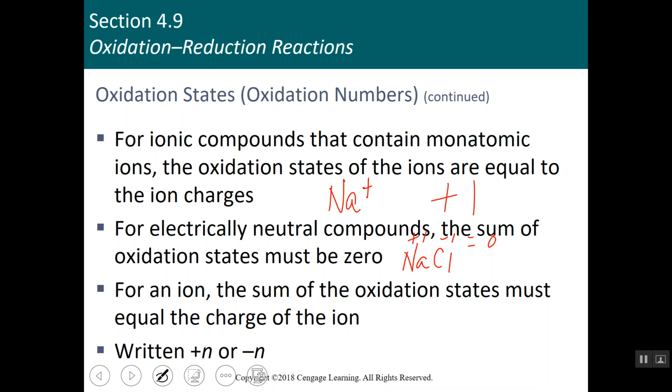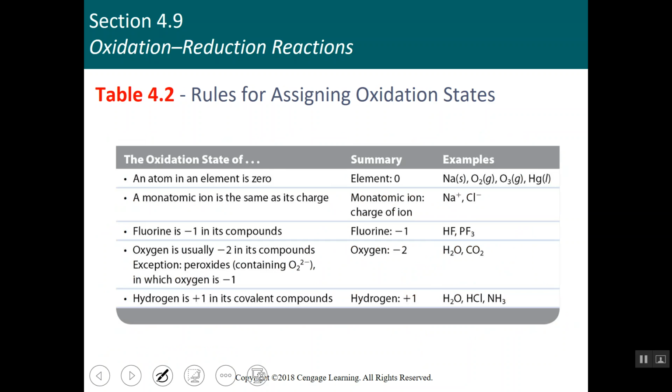For an ion, the sum of the oxidation states must equal the charge of the ion. So for example, if I have the nitrate ion, that means whatever charge is on my nitrogen plus whatever charge is on my oxygen, well, my 3 oxygens, must equal -1 instead of 0 like it was up here. And oxidation states are simply written as plus or minus. This is another tool for assigning oxidation states.